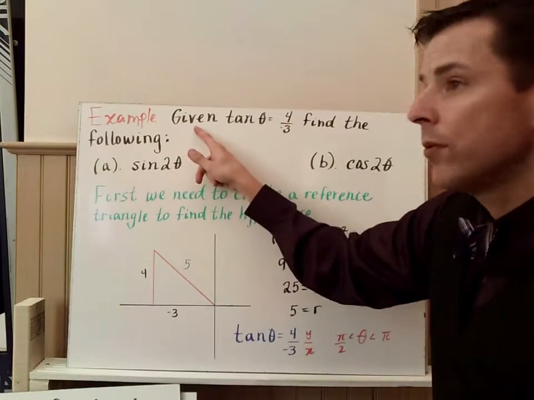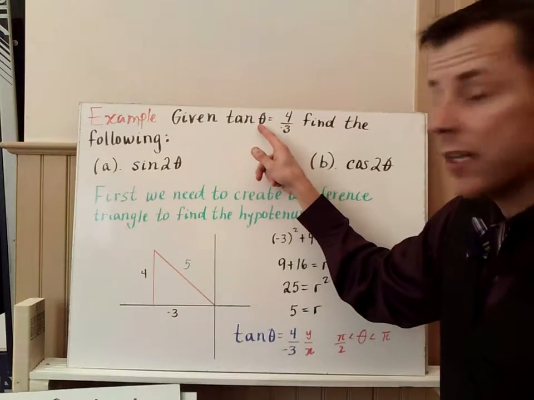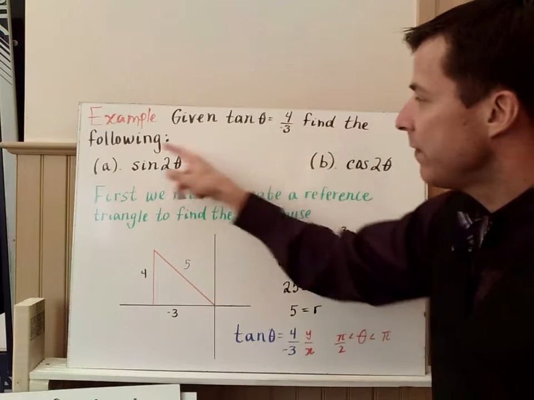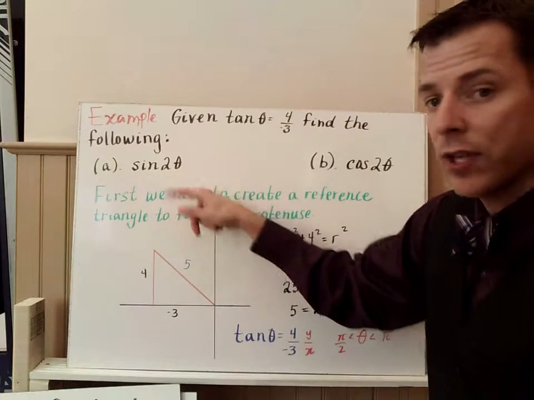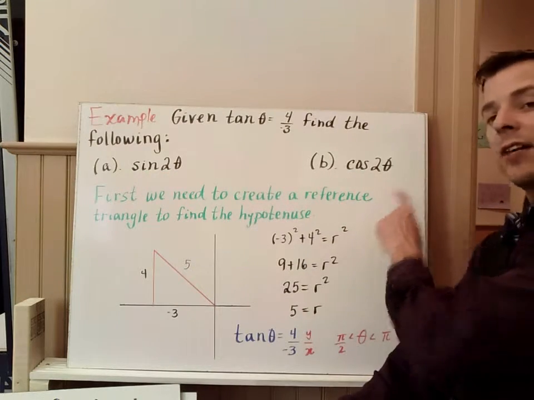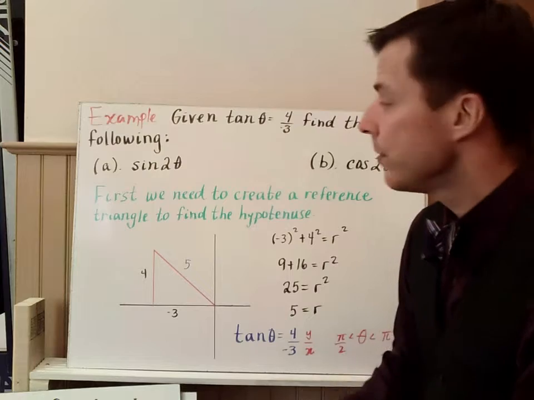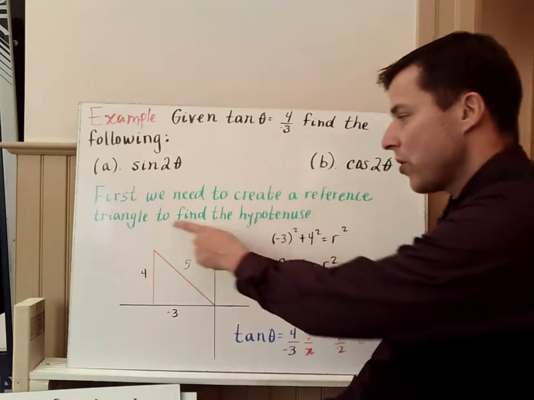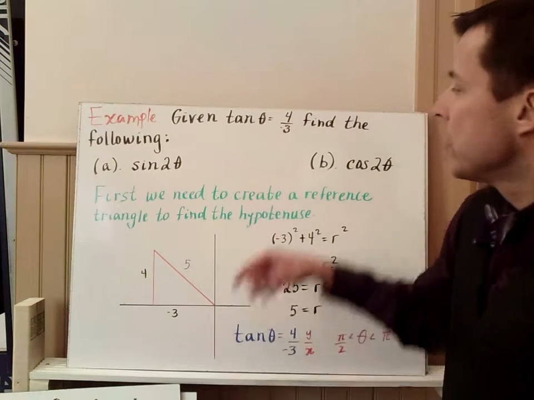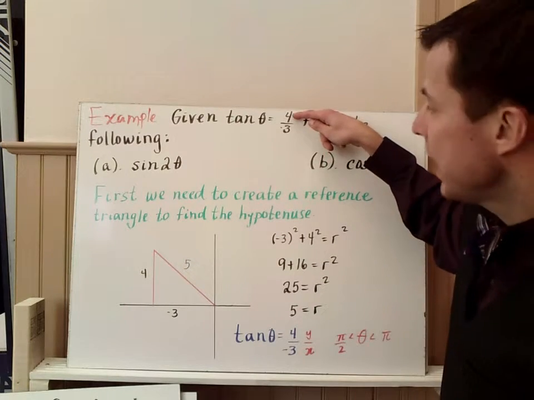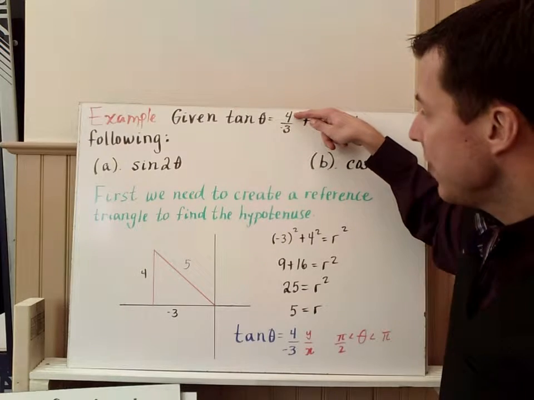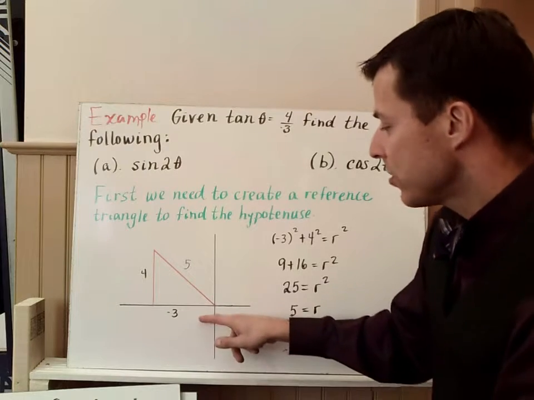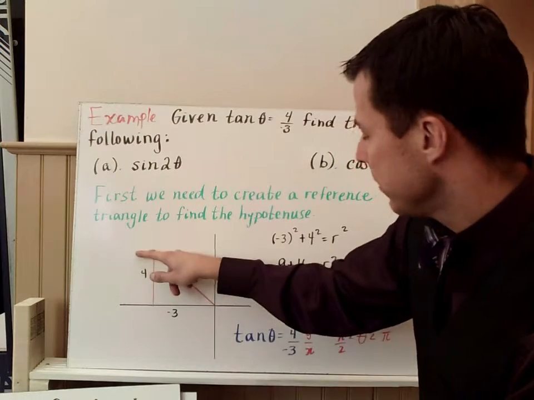Now, in our first example, we're given that tangent theta is equal to 4 over negative 3. Find the following: we want to find sine of 2 theta, and cosine of 2 theta. In these examples, we have to go back to our reference triangle. So we're going to create a reference triangle to find the hypotenuse. Remember, tangent is opposite over adjacent. It's the y value over the x value. We need the r value here. So here's my reference triangle, negative 3 and 4.